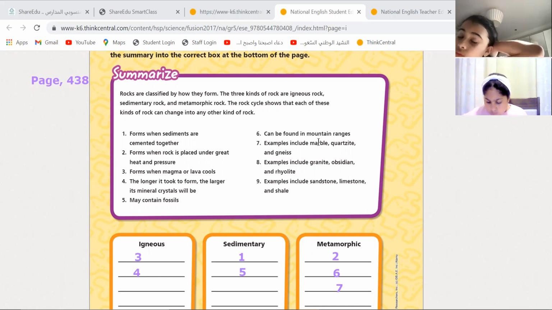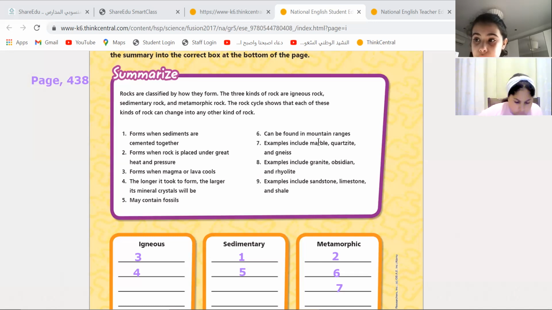They will not just cool down and harden like igneous, or be cemented together. Different minerals and different rocks are cemented together to be sedimentary, but they change form over and over again with high heat, high pressure, and different minerals, and they become marbles. Okay, is it clear? Do you understand, Tyler?